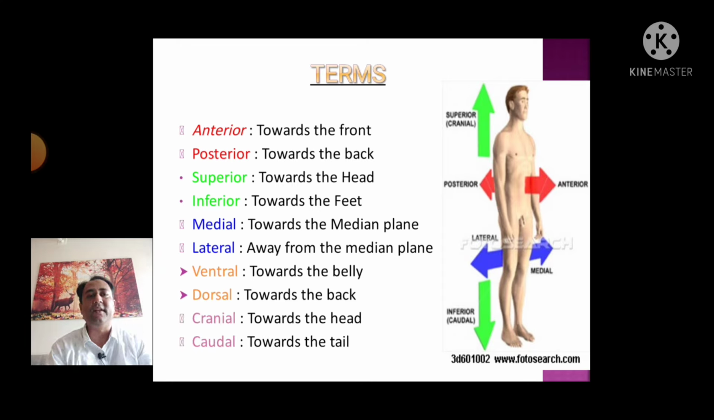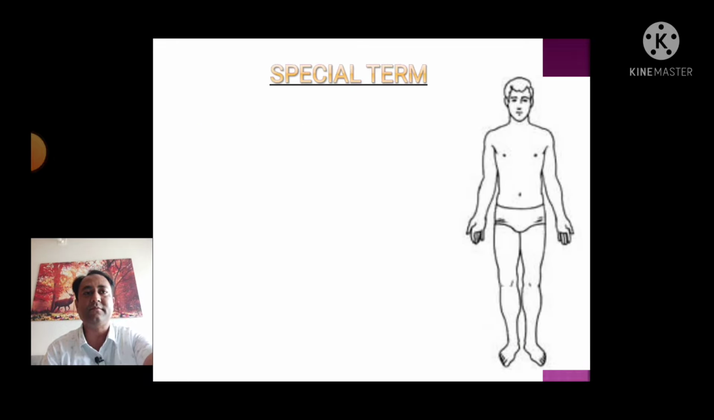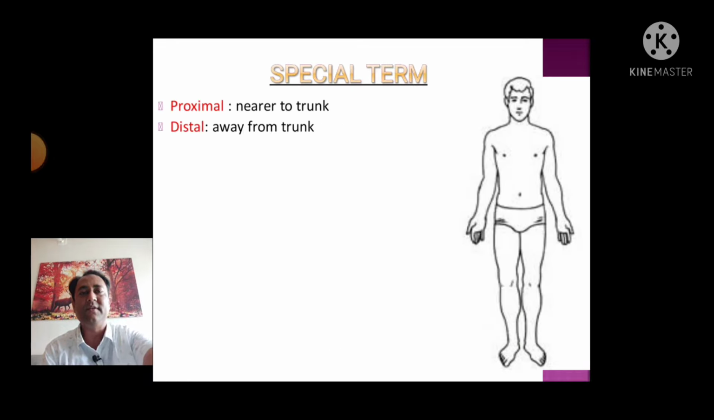Cranial and caudal are also the same as superior and inferior, towards the head and towards the tail. Okay, so these are the basic terms. The special terms are proximal and distal. Proximal means nearer to the trunk and distal means away from the trunk.